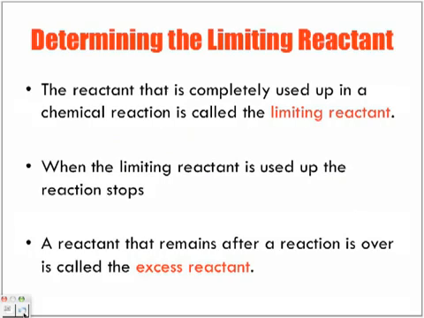Determining the limiting reactant. The reactant that is completely used up in a chemical reaction is called the limiting reactant. When the limiting reactant is used up, the reaction stops. Just like what we talked about with the glucose. Once the glucose is done, regardless, you're still going to have that input of oxygen there, but if there's no glucose there, how can that reaction continue any further? A reactant that remains after a reaction is over is called the excess reactant. So whatever is left over, whatever didn't get a chance to get broken down, is considered in excess. We have more of it.